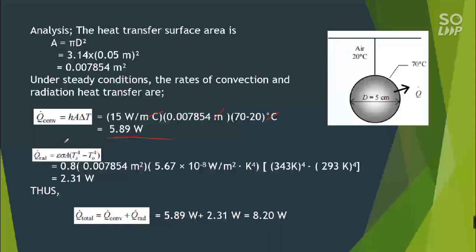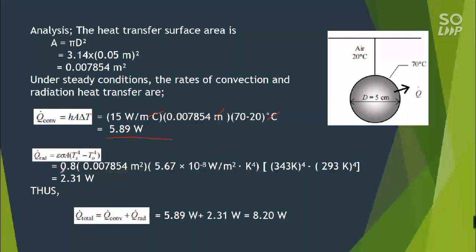Next, we are going to solve for the heat transfer by radiation, given by the formula. The rate of heat transfer by radiation is equal to the emissivity multiplied by the Boltzmann constant multiplied by the surface area multiplied by the difference between the temperature of the surface and the temperature of the surroundings.